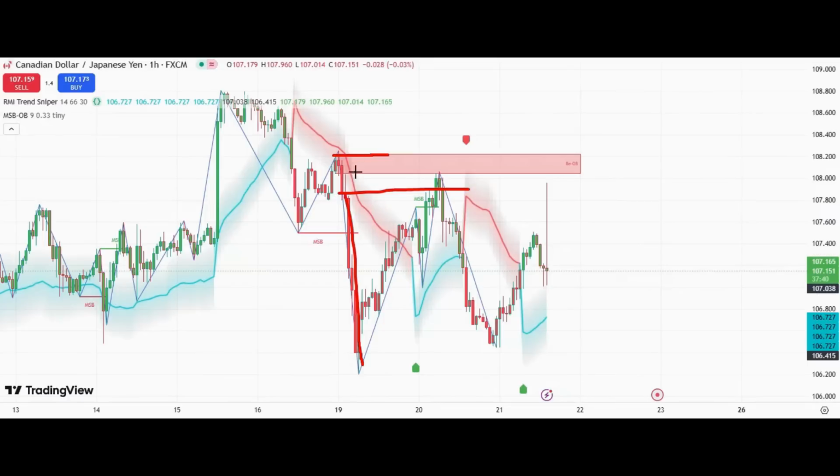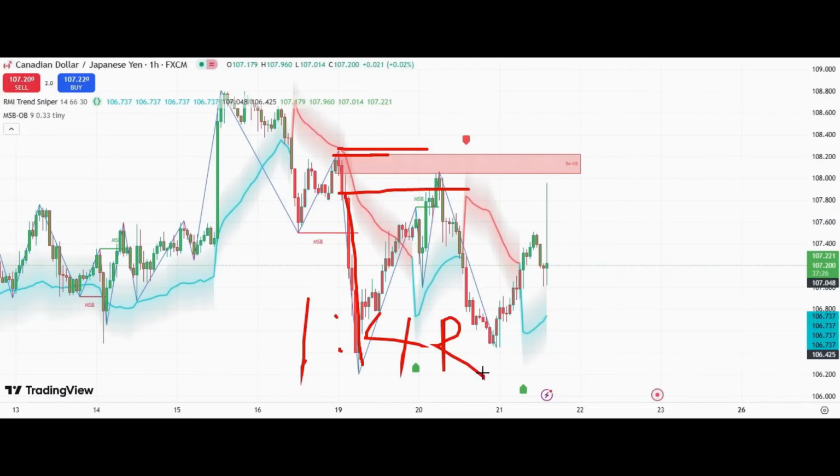So you see in this, where you place your stop is slightly above this market structure. So this will give you a very good opportunity in this trade. You can make like 1 to 4 R in this particular trade.